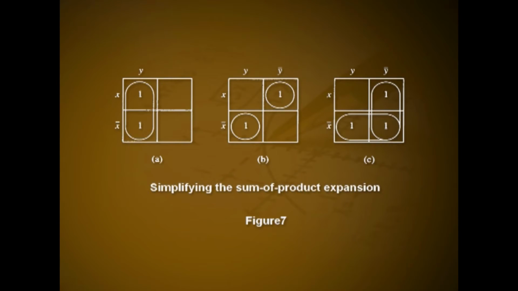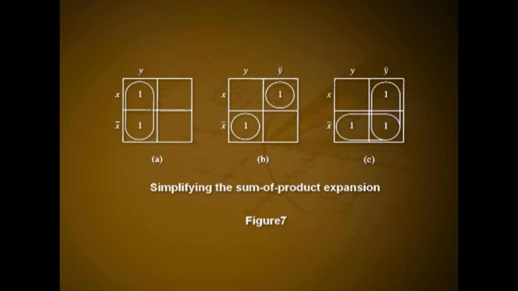Moving to example 2, simplify the sum of products expansion given in example 1. Solution. The grouping of minterms is shown in figure 7 using the K-maps for these expansions. Minimal expansions for these sum of products are, for the first one it is y, second one it is x y bar plus x bar y, and for the third one it is x bar plus y bar. You can see the figure in which simplifying the sum of products expansion of the problem given in example 2 is shown.